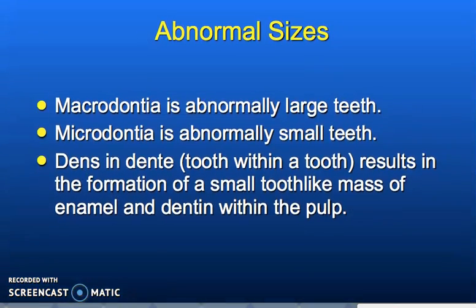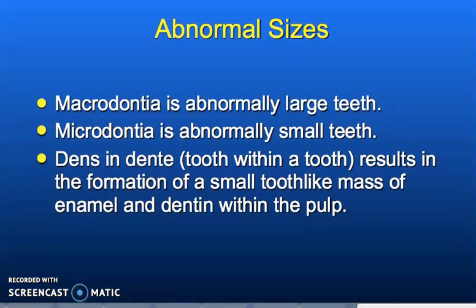Okay, so abnormal sizes of teeth. You have macrodontia, which is abnormally large, and microdontia, which is abnormally small. You have dens invaginatus, which is a tooth within a tooth, that results in the formation of a small tooth-like mass of enamel and dentin within the pulp of a tooth. So dens invaginatus is like a small tooth that develops inside of the pulp canal of a tooth.